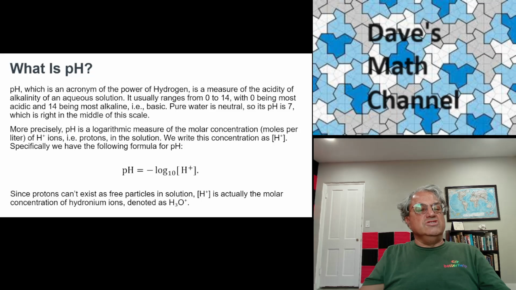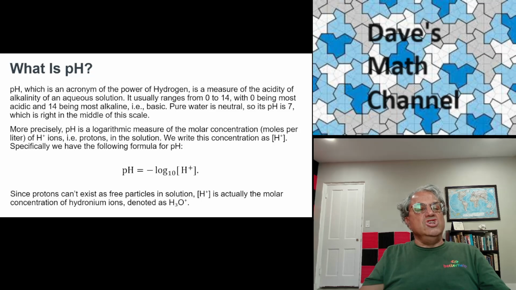And the mathematical definition is it's the negative of the base 10 logarithm of the molar concentration of hydronium ions. So, for instance, a pH of 7, which is neutral, that's water, would mean that its molar concentration is 10 to the minus 7, 10 to the minus 7 moles per liter.